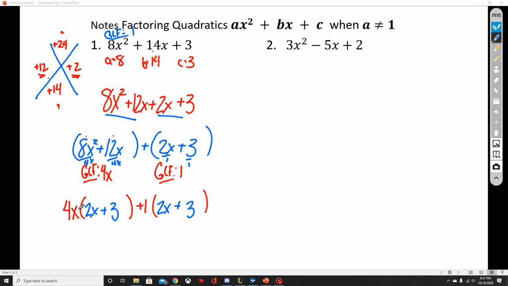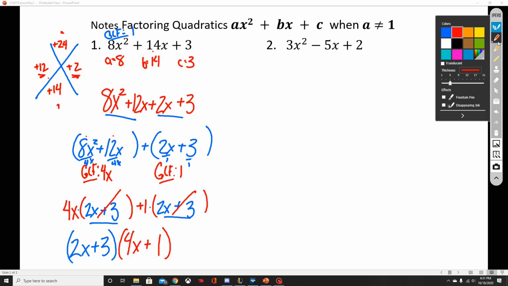Alright, and now what I have is two terms that are each a product of two polynomials, or two factors. But the point is, they both have a factor in common. They both have 2x plus 3 in common, which means that I can factor 2x plus 3 out of them. So if I factor 2x plus 3 out of them, then the first one, I'm left with 4x, and the second one, I'm left with 1.